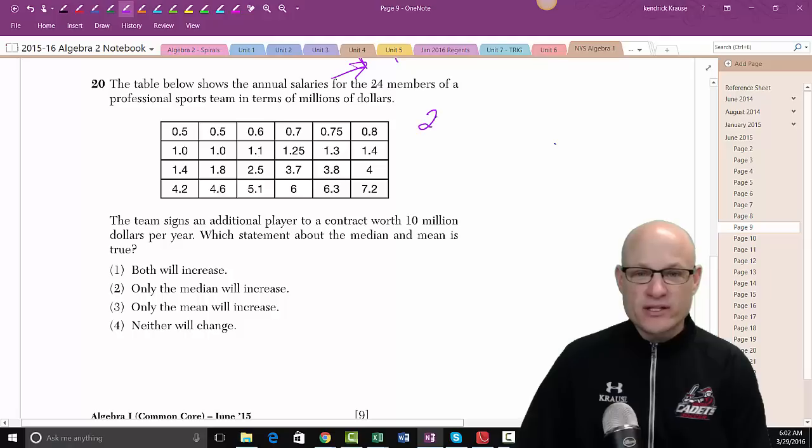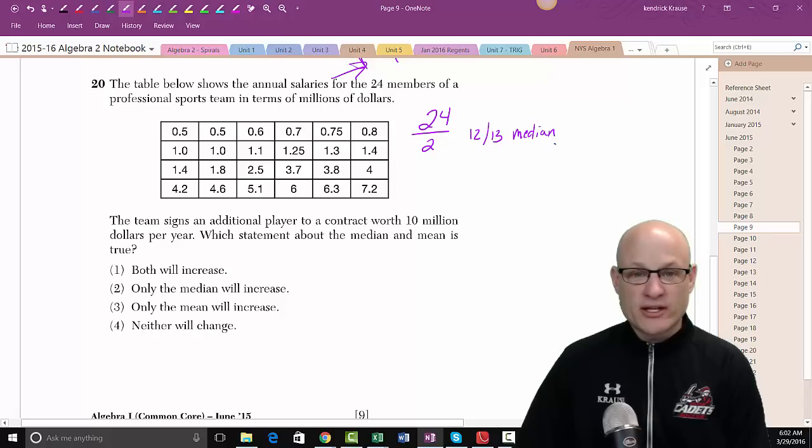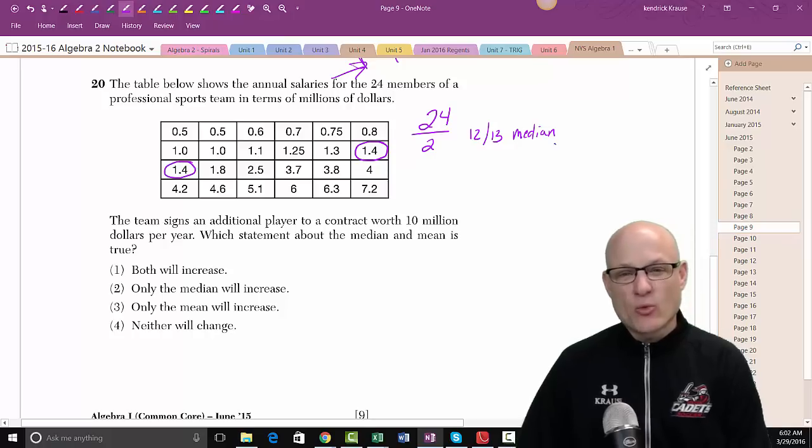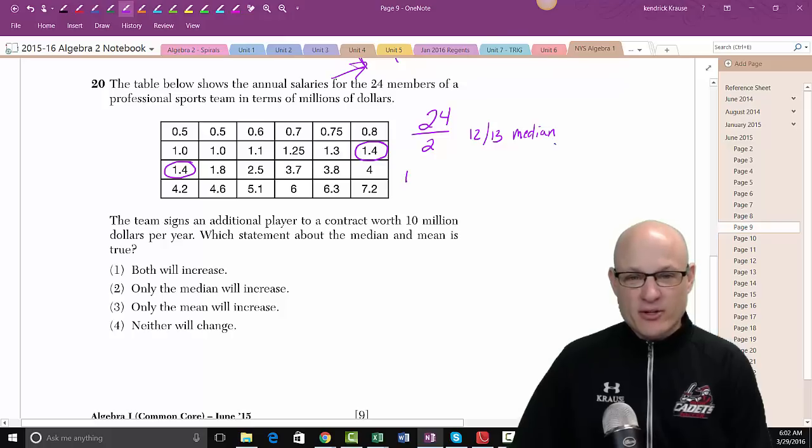Okay, so if you have 24 members and you divide it by 2, that means the 12th and 13th are the median. For the 12th and 13th, so 1, 2, 3, 4, 5, 6. Here's the 12th. And here's the 13th. Now, it should be obvious based on the way the graph is that those two would end up in the middle. So based on what I have here, the median is equal to 1.4.